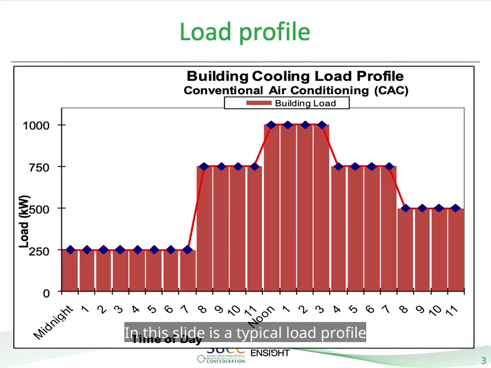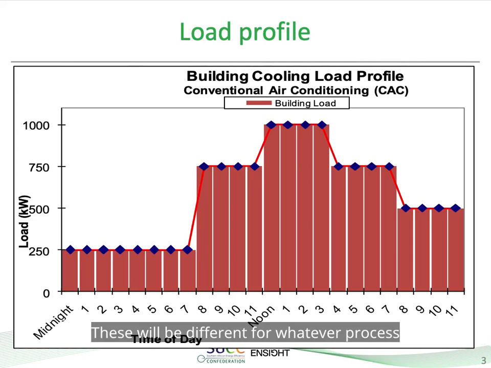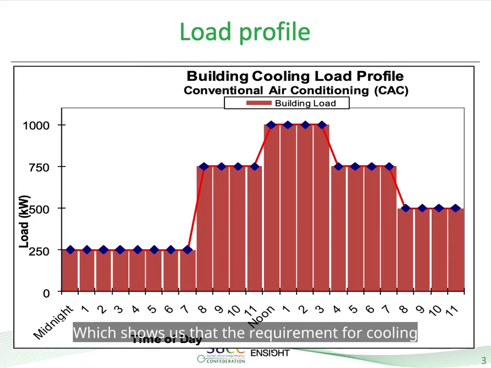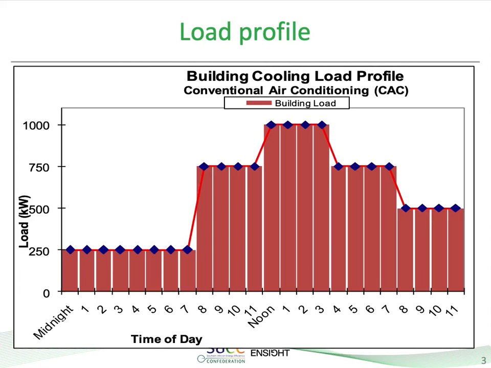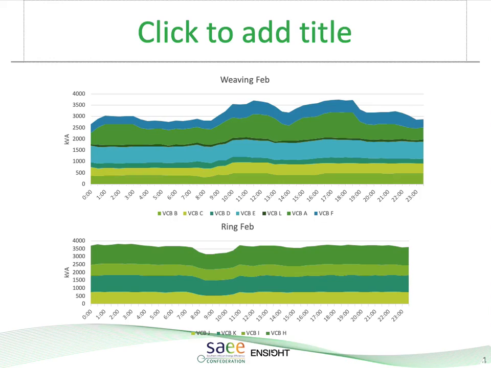In this slide is a typical load profile, depicting the load against the time of day. These will be different for whatever process is occurring within the plant. For this example, a conventional air conditioning unit is used, which shows us that the requirement for cooling during the midnight hours and night hours is a lot less than during noon, when temperatures are at their highest. This is likely driven by outdoor temperature as well as occupancy within a building.